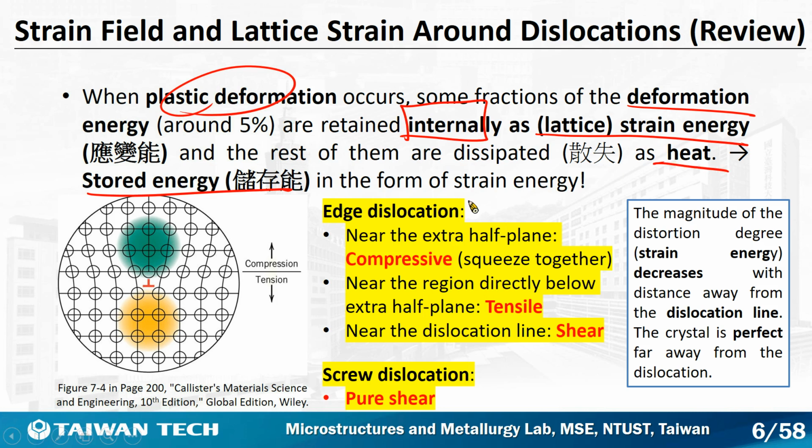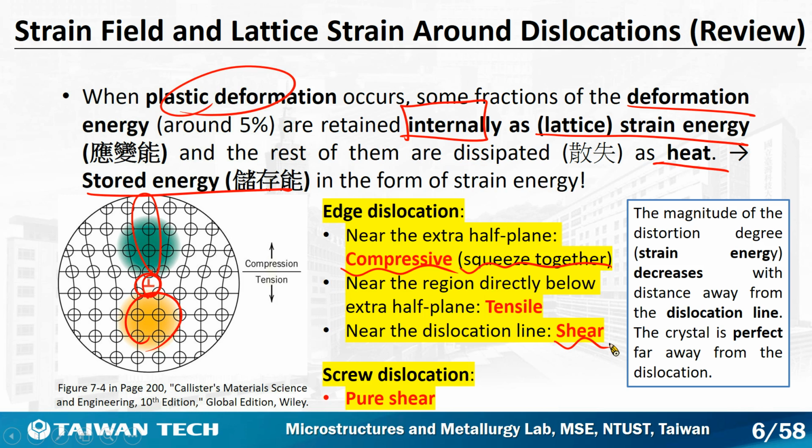And you see here, now we have edge dislocations. This is positive edge. So we will have different parts. The regions above dislocation lines we see here, this is extra half planes. So the atoms will look like squeezed together, so it will be compressive. And then here, this is the tensile, and near dislocation line we have shear.